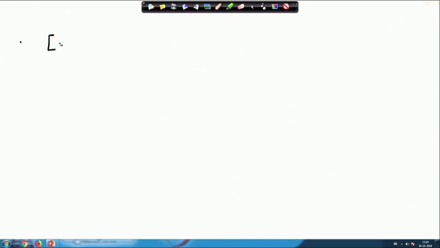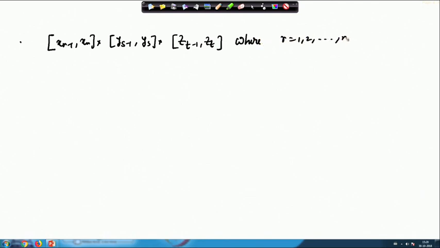the sub-rectangular parallelepiped is x_{r-1} to x_r times y_{s-1} to y_s times z_{t-1} to z_t, where r running from 1 to n, s running from 1 to m, and t running from 1 to p. So this is the number of rectangular parallelepipeds into which this partition P divides the region.